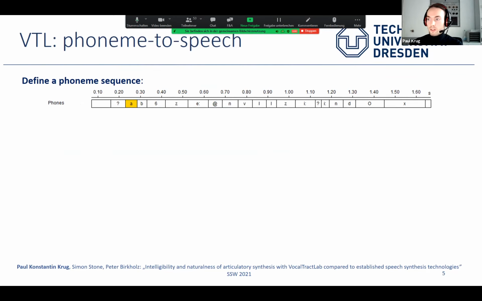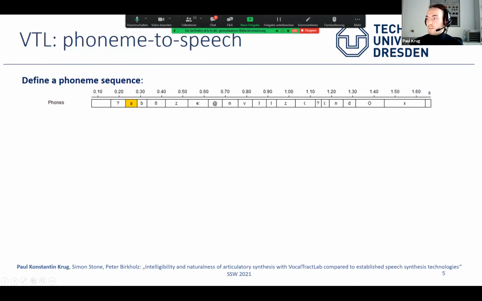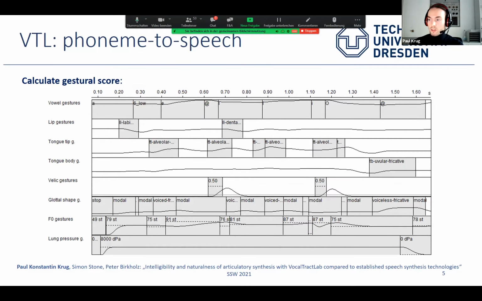The software offers a graphical user interface where you could define a sequence of phonemes on a timeline. So you could define these little segments which represent phone durations, and you can enter a phoneme in the Zampa representation and then build longer utterances with this. So this would be the sentence, aber sehen will sie ihn doch, which in English means, but she wants to see him. And you could then basically press a button and turn this into a so-called gestural score.